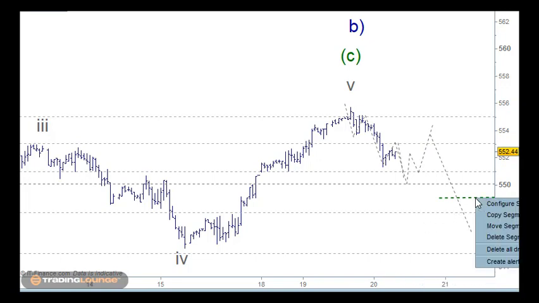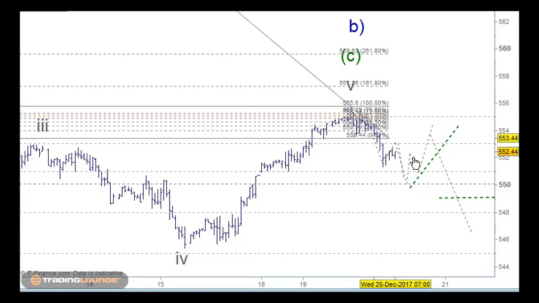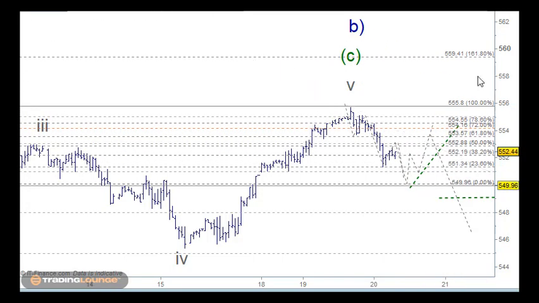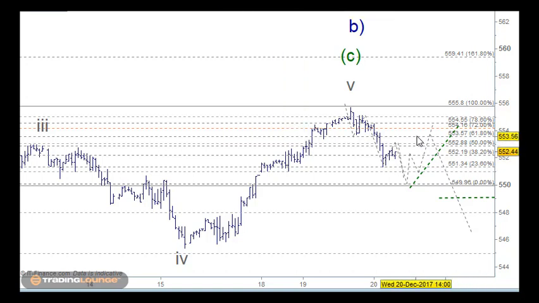So then it's just a matter of refining entries and so on here. So the other way to do this, of course, is looking for the 61.8%. So that moved down to here. That would leave us here. So that would be the optimum point to short within here.